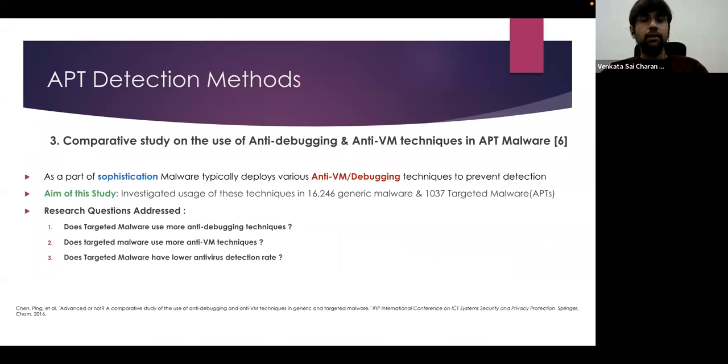And now we will take a look at anti-debugging techniques and anti-VM techniques of this APT malware. So what is this anti-VM technique?